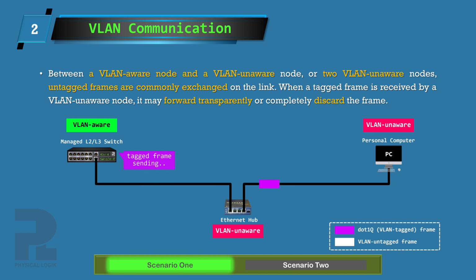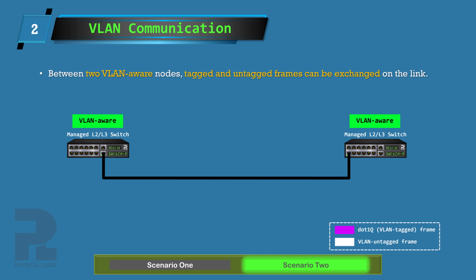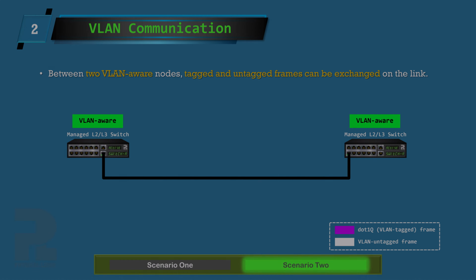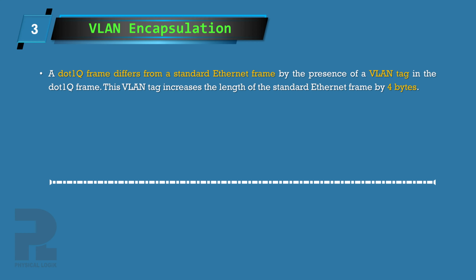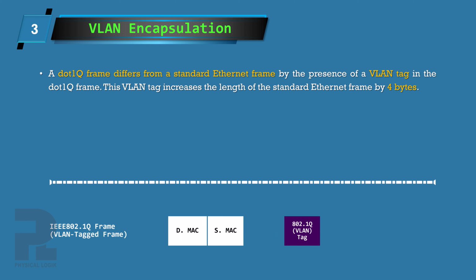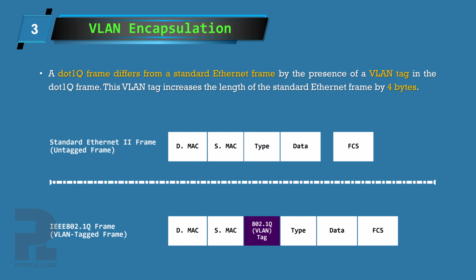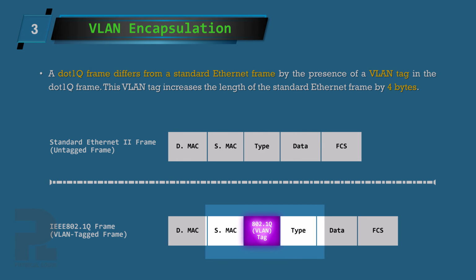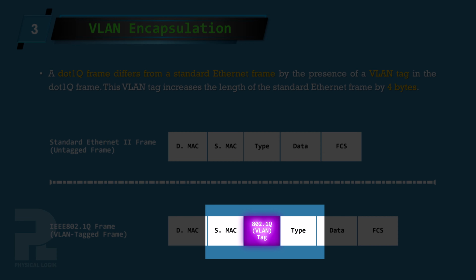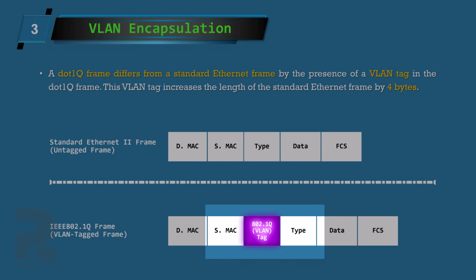Between two VLAN-aware nodes, however, the situation is different. Tagged and untagged frames can be exchanged on the link with no communication failures, provided that all configurations are correctly performed. The difference between the .1q tagged frame and the untagged frame lies in the presence of a VLAN tag or VLAN header. This tag is inserted between the source MAC and the type fields of the standard Ethernet frame to form the .1q frame.